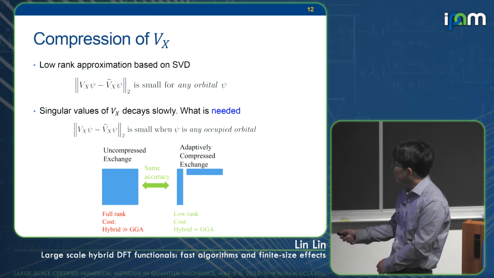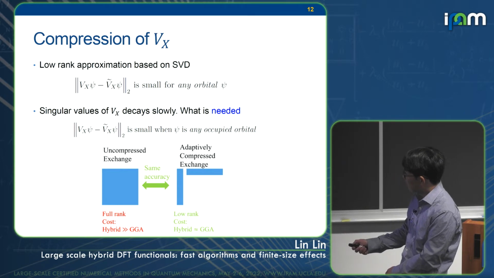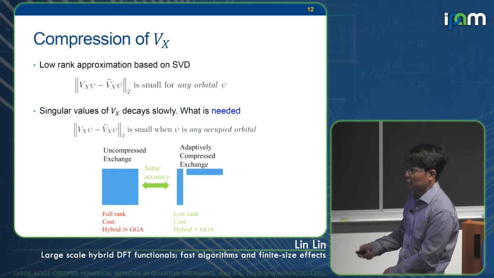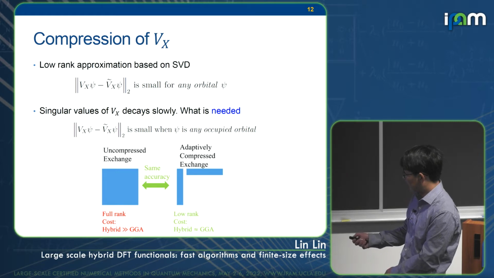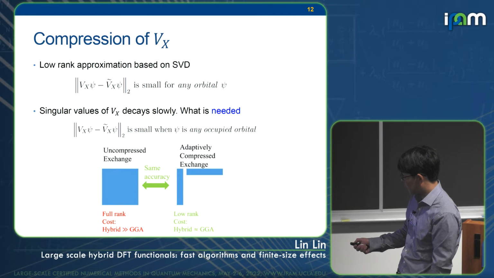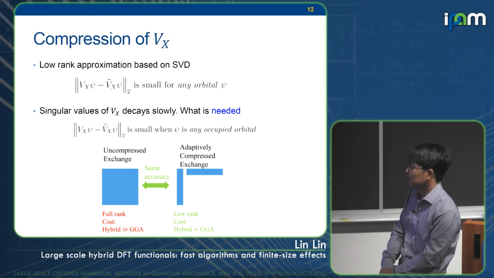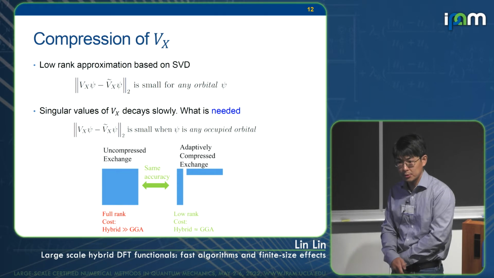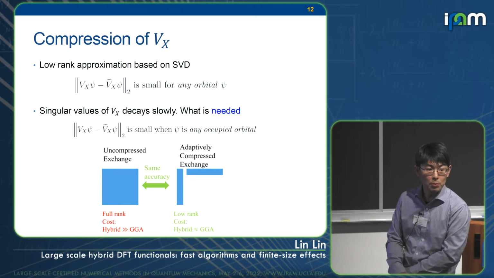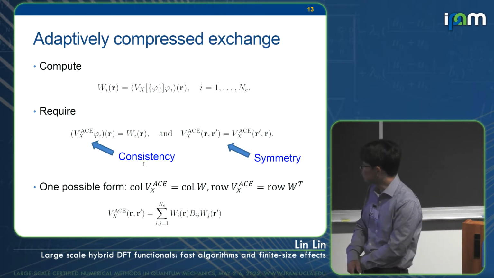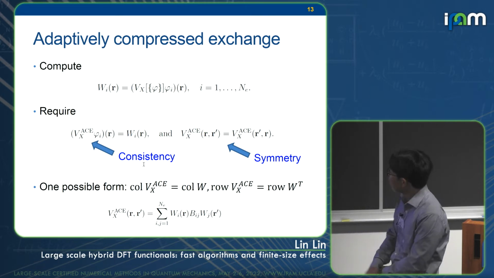So as I said, the uncompressed exchange operator is not only a full matrix, it's also a full rank matrix. But you want to adaptively compress this exchange operator so that the rank becomes much lower and you maintain the accuracy. So this is the hope. The procedure is actually not that complicated.